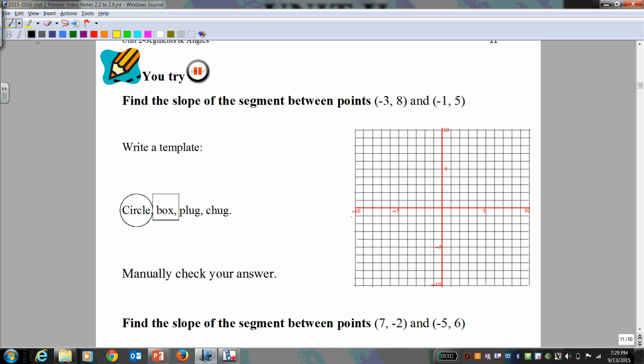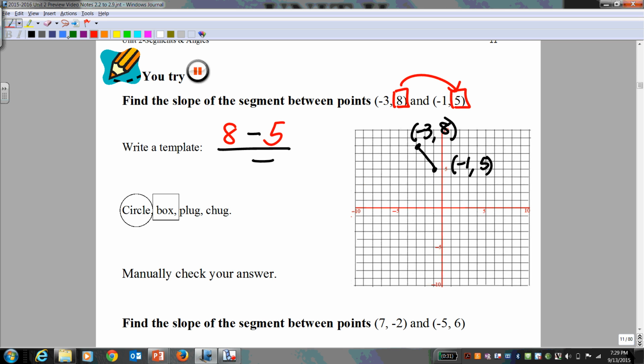Okay, so we're going to put these here. Negative 3 and 8. 1, 2, 3, and 8. Negative 1 and 5. And we're going to do our manual here. Actually, it doesn't say manual, so we're just going to start with a template. There's our template. And I like to box the y's, and I'm going to subtract left to right. 8 minus 5. Circle my x's, subtract left to right.